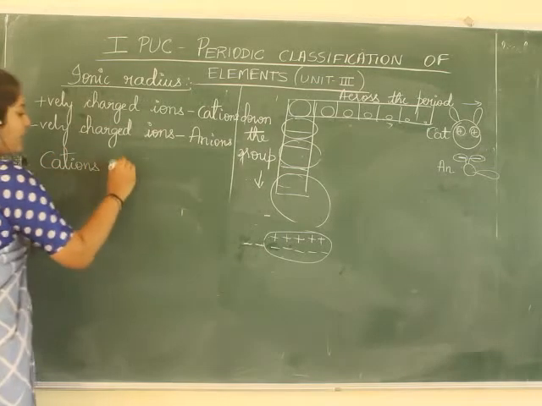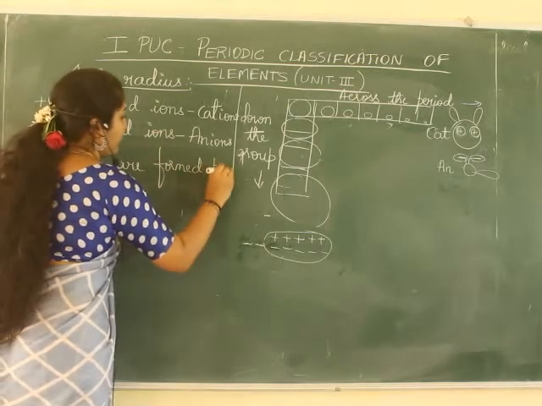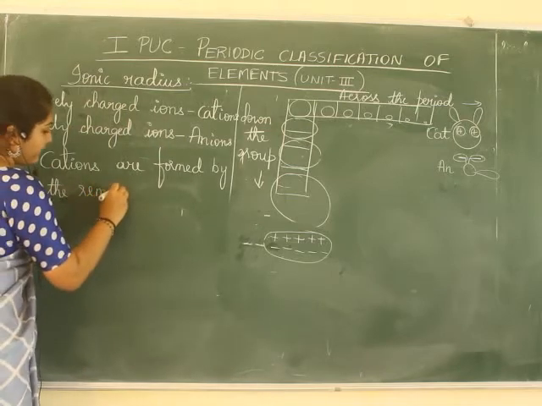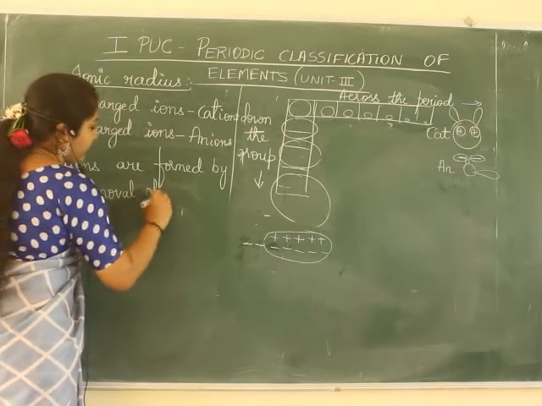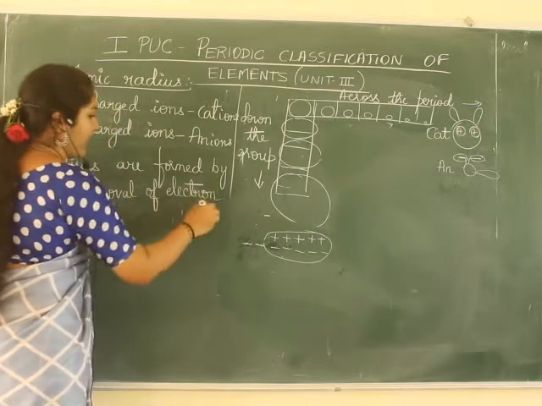Cations are formed by the removal of electrons. One electron or more electrons.